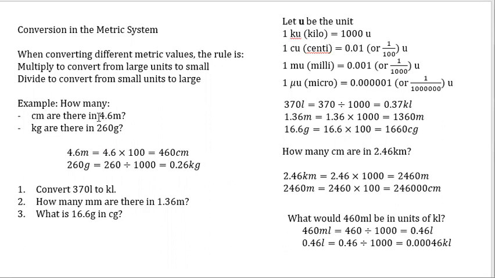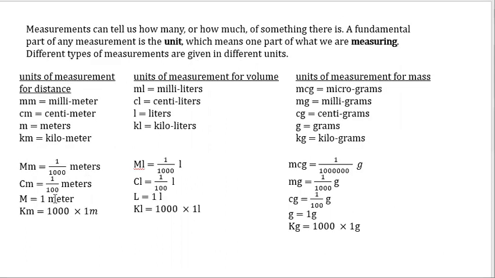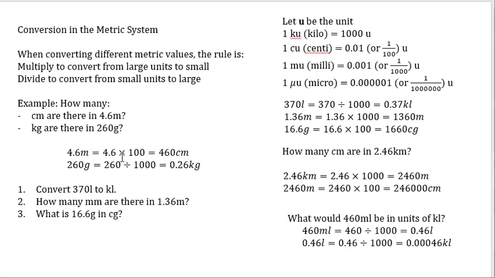Let's look at this example. How many centimeters are there in 4.6 meters? We want to know how many centimeters there are. Now, if we were going from centimeters to meters, we would have divided by 100. Because we are going from meters to centimeters, we do the opposite. We multiply by 100. So 4.6 multiplied by 100 will give you 460.